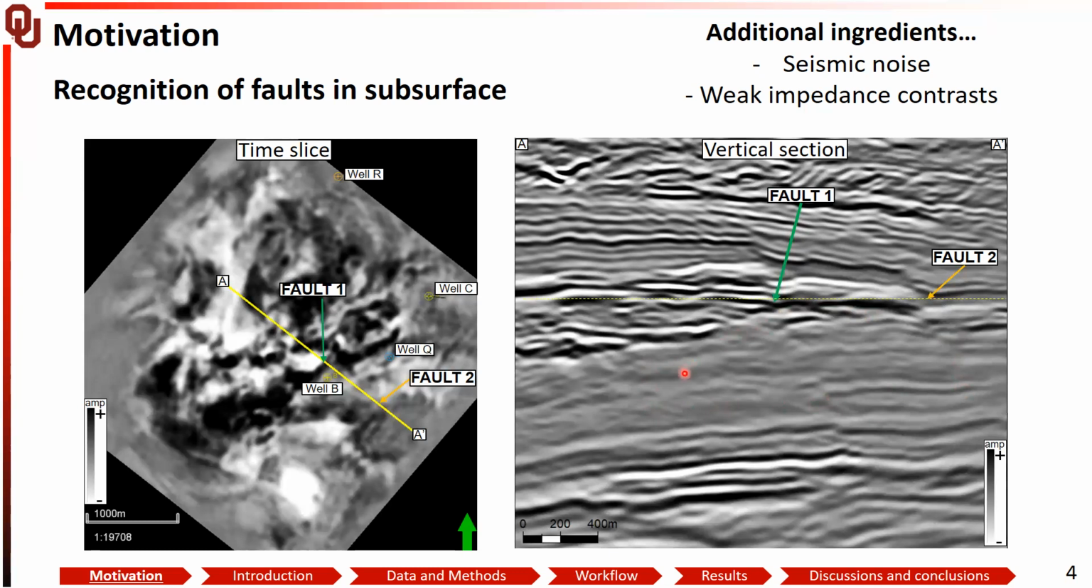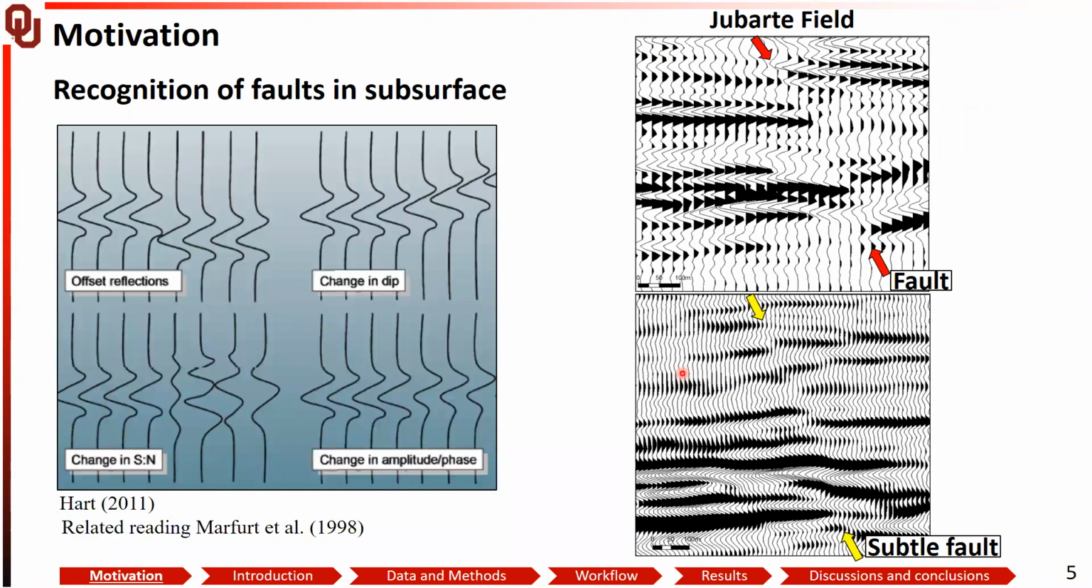These examples of difficulties motivated me to look for alternatives to what attributes can be applied and additional techniques that I can use to improve the recognition of faults. And in the literature, we have many examples of features that we can use to highlight faults, for example, offset reflections, changes in depth, variations in the signal noise and the amplitude phase components.